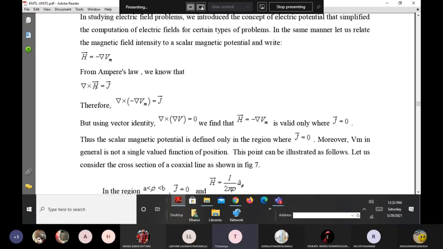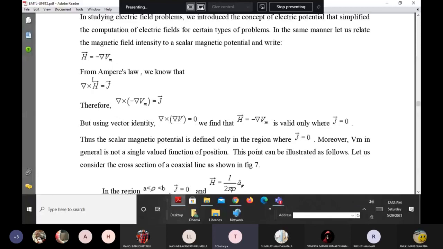The cursor is pointing, so the cursor is visible for you. Student, the cursor is visible. Yes, sir. You observe the cursor, then you can get the concept.